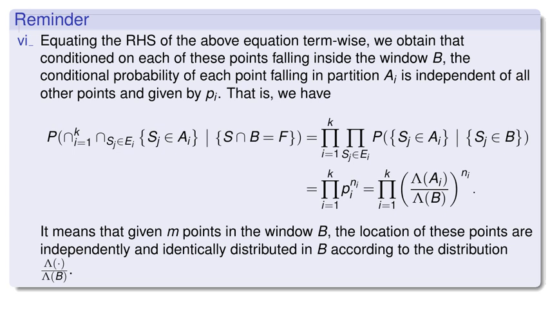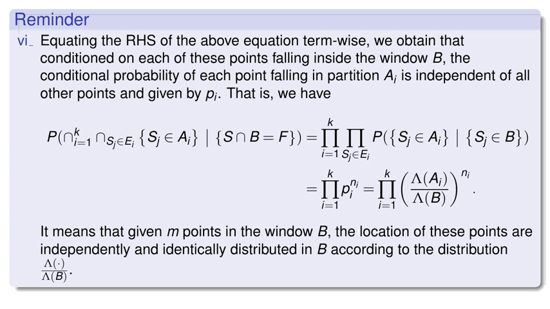This probability is given by P_i, that is the probability of the intersection from i equals 1 to k, and for all S_j in E_i, that S_j is in A_i given S intersect B equals F, is the product from i equals 1 to k of the product for S_j in E_i of P of S_j in A_i given S_j in B. This simplifies to the product from i equals 1 to k of P_i to the n_i, which is the product from i equals 1 to k of lambda of A_i over lambda of B raised to the n_i.